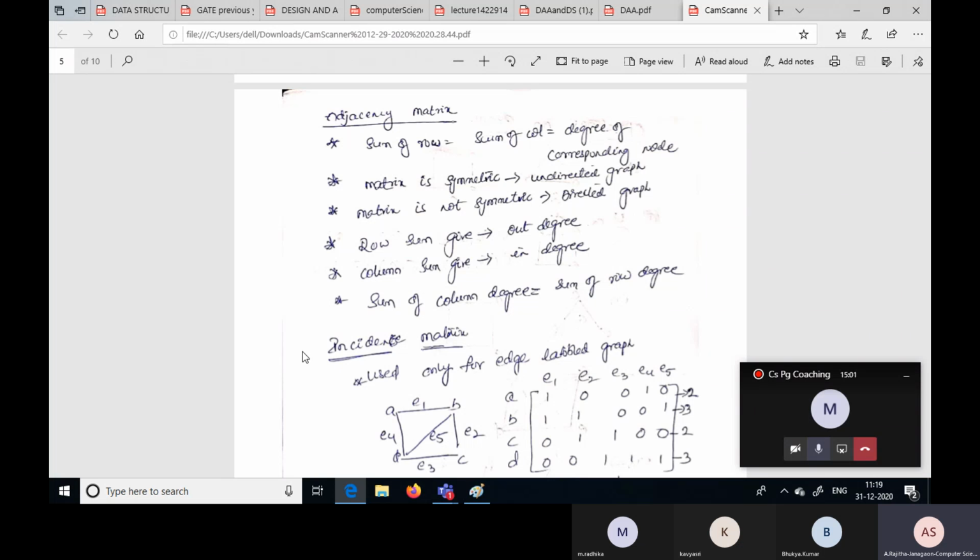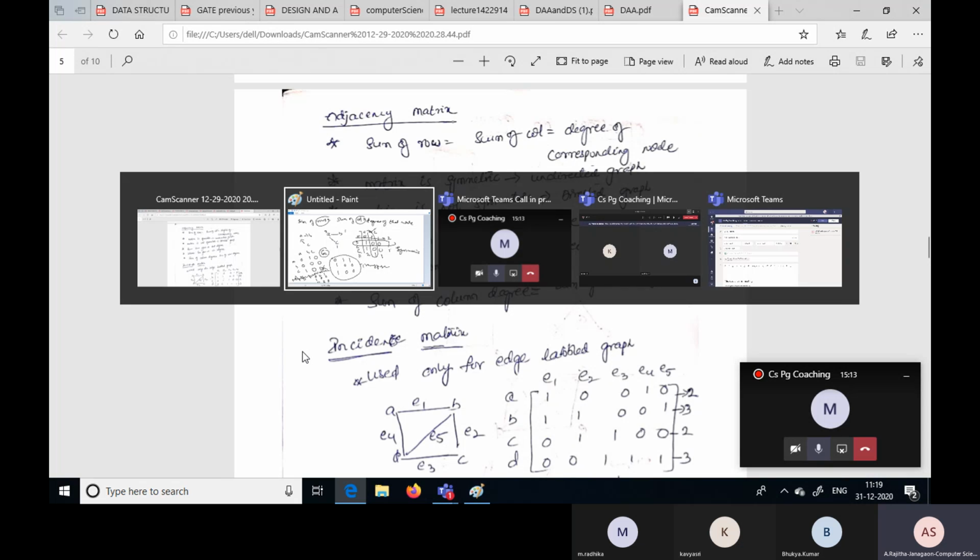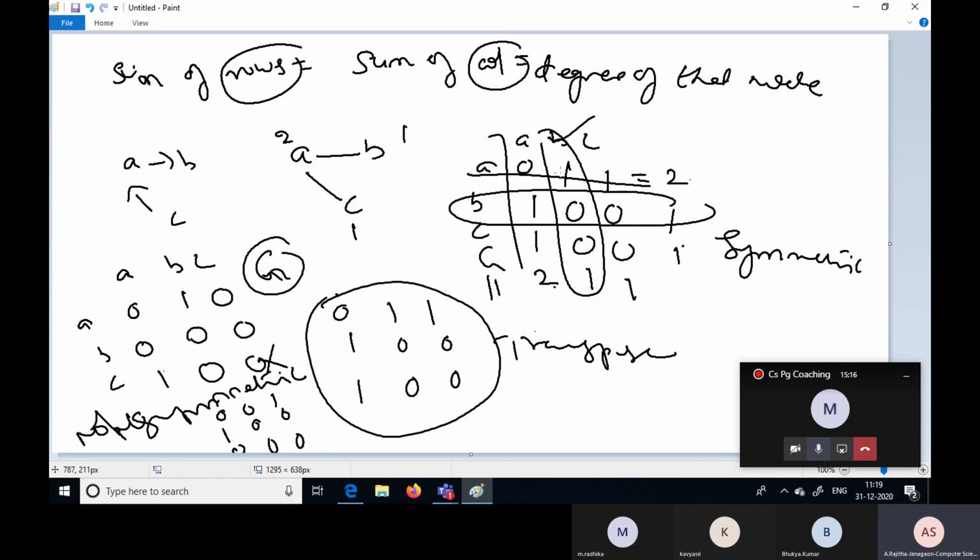Next point, row sum gives the out degree. So now see here, row sum gives the out degree, column sum gives the in degree. Sum of column degree equals sum of row degree. Suppose you observe here, this is some graph. In this graph, row sum equals out degree. That means how many edges are outgoing from here. Whenever the out degree and in degree concept is there, you can assume it as a directed graph.